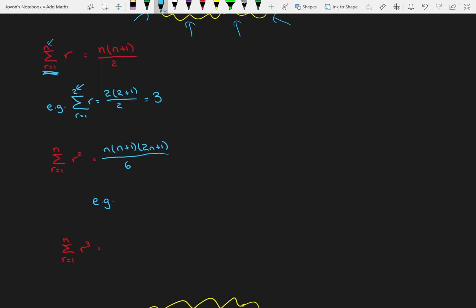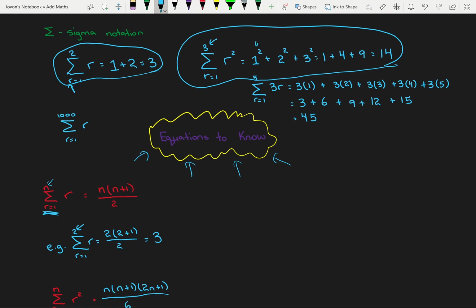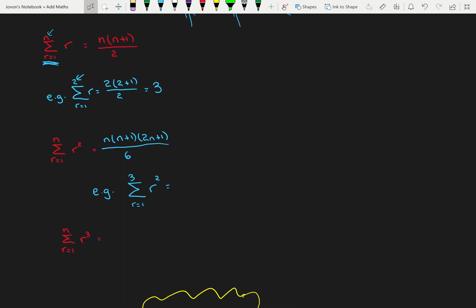So we're going to find the sum from r is equal to 1 to 3 of r squared. Basically, what we're adding again is 1 squared plus 2 squared plus 3 squared. But let's see if this works. So we're using the equation, so we'll have 3 into 3 plus 1 into 2 into 3 plus 1, all over 6. This is equal to 3 plus 1.